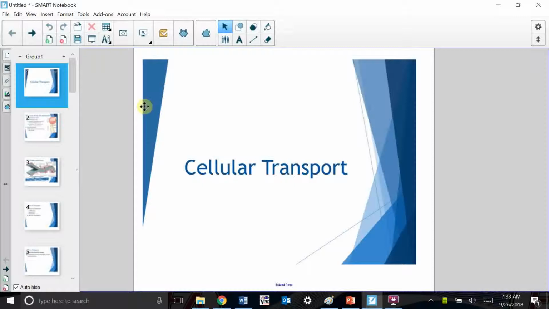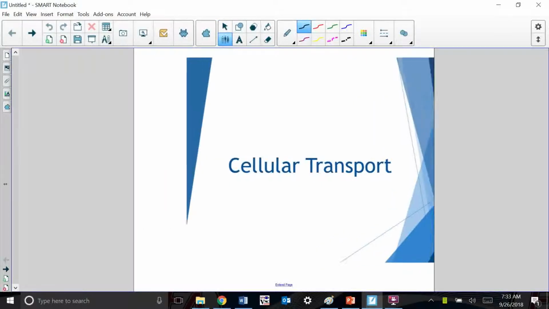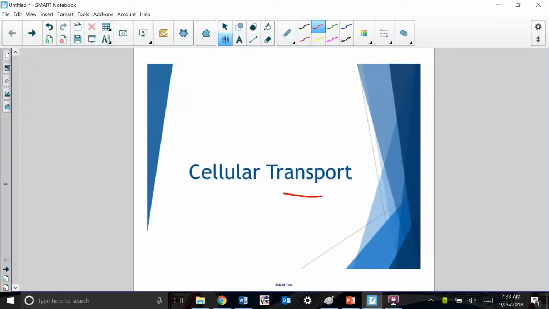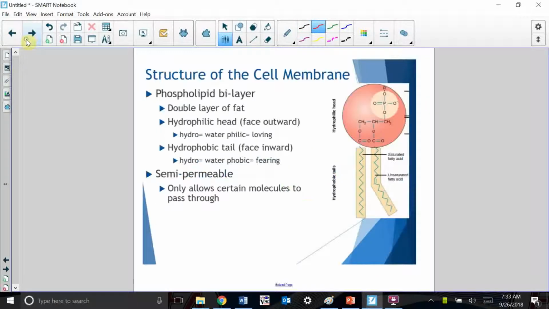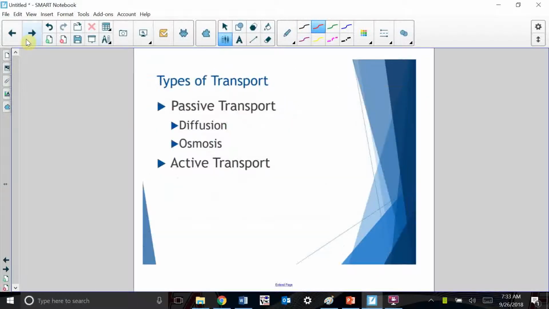All right, so today we're going to talk about cell transport, and that's pretty much exactly what it sounds like: you're transporting things in and out of the cell. As you read above, there are a few different ways this happens. We're going to be focusing on the one called passive transport.